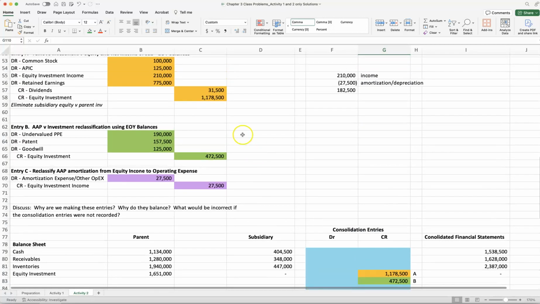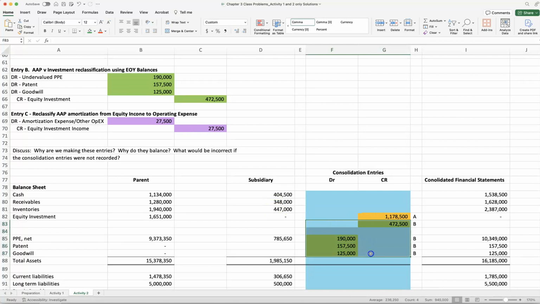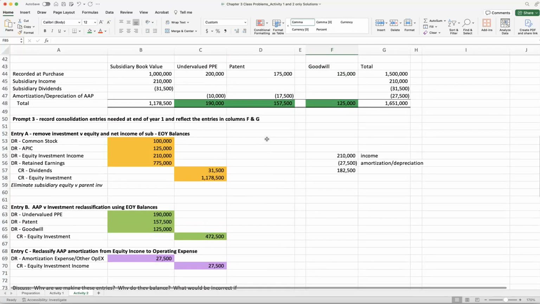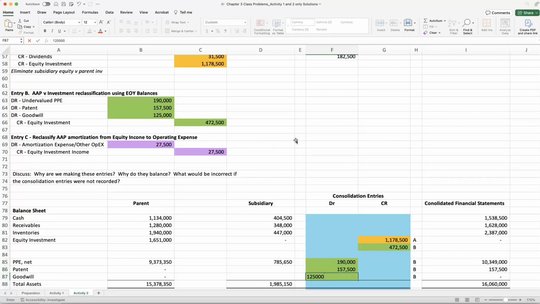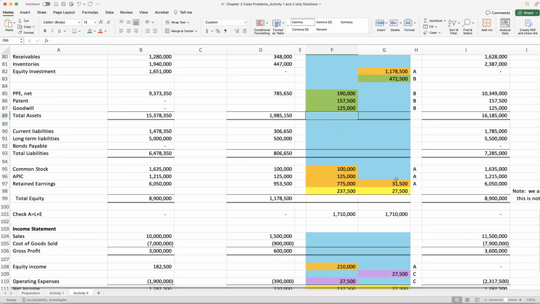All right, what else do we need to do? If we only had A done so far, we wouldn't see our equity investment going to zero yet. So we've got to go to zero. I'm going to take out that $472,500, and where does it go? Again, we did this in the journal entry, but I can also use my map of my reconciliation, and I know I need to take that $472,500 and spread it to the PP&E, the patent, and the goodwill. Now, at this point, our consolidation should be complete.